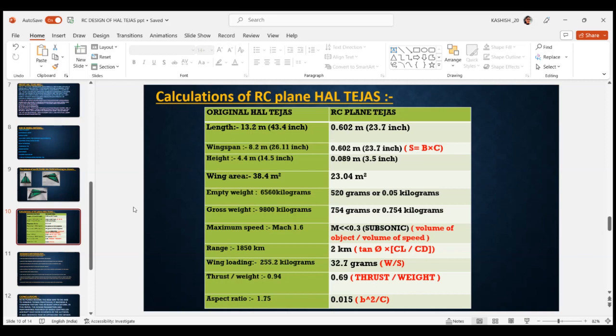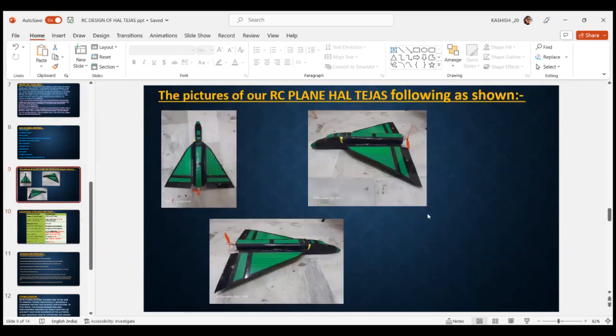Next is thrust by weight ratio, the formula that is used, and for the aspect ratio, the formula that we used is b square by c. b is here the wingspan, and c is basically the chord length. And here are the pictures of the RC plane that we have made. It's basically the working RC plane that we have made.